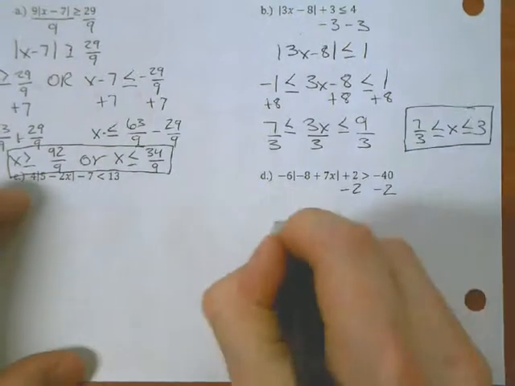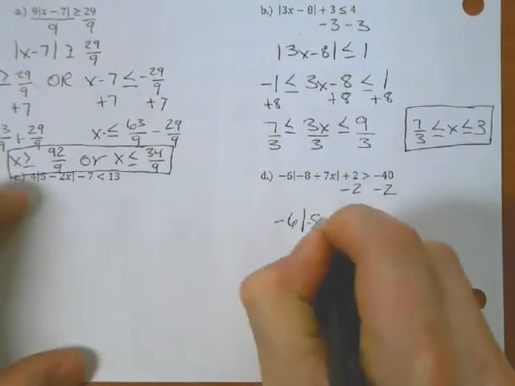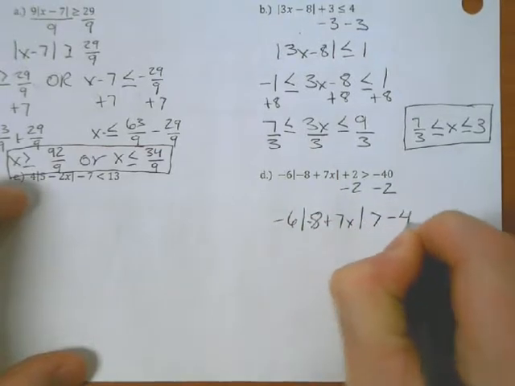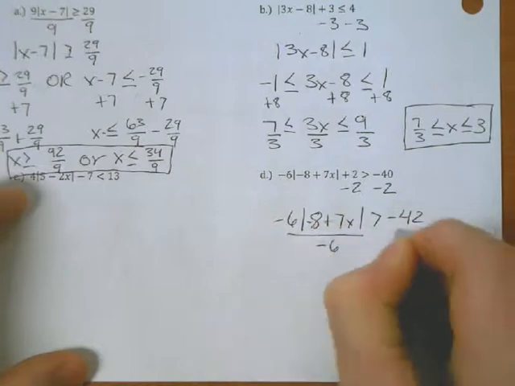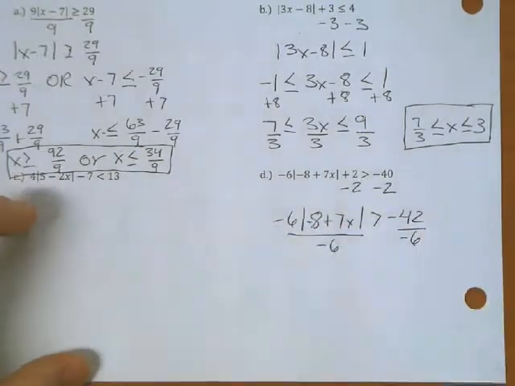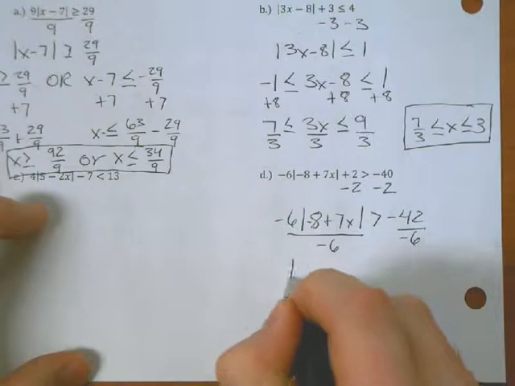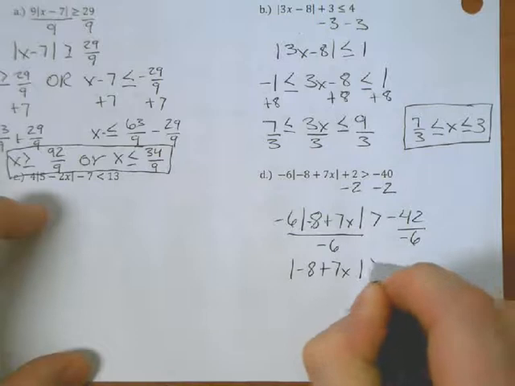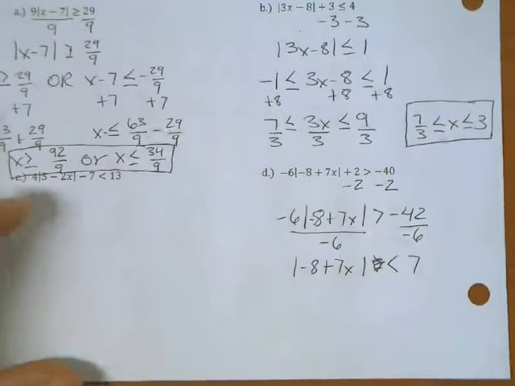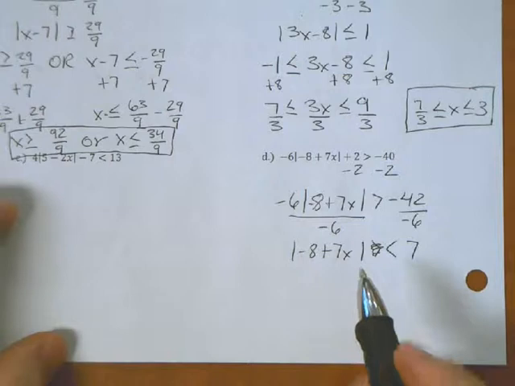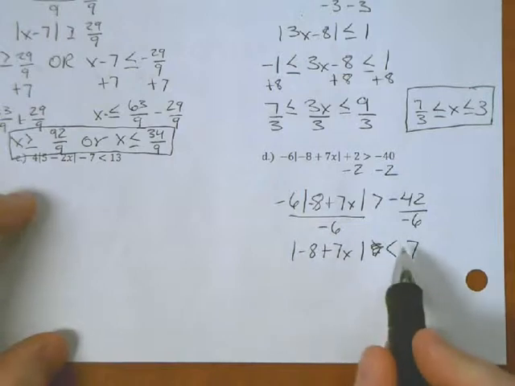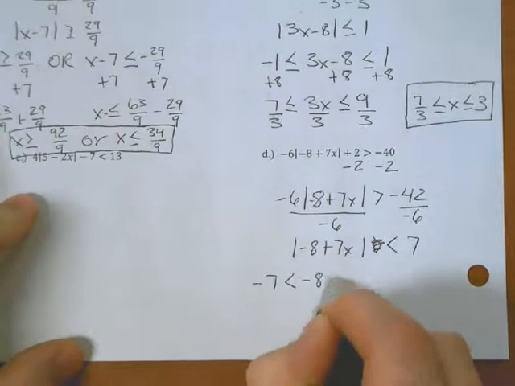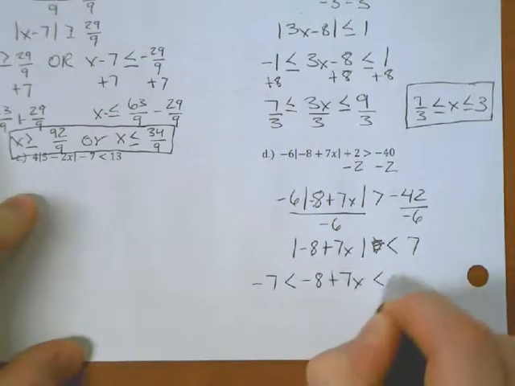So I get negative 6 times the absolute value of negative 8 plus 7x is greater than negative 42. Divide by negative 6. Since I'm dividing by a negative number on both sides, you need to make sure to flip the sign. So I get negative 8 plus 7x is less than 7. So we flip the sign. So now we evaluate. We need to treat this like an and because we got a less than. So negative 7 is less than negative 8 plus 7x is less than 7.